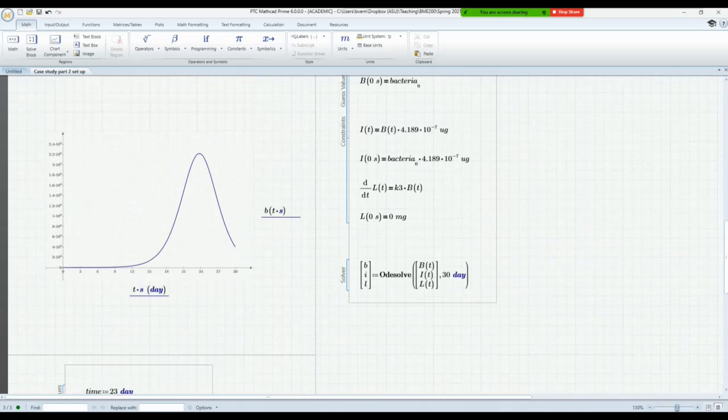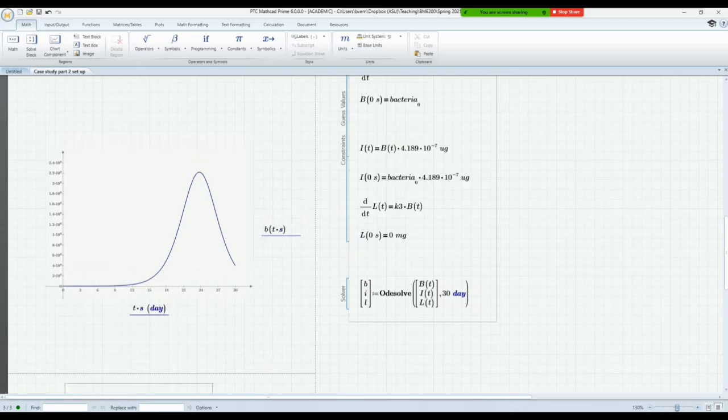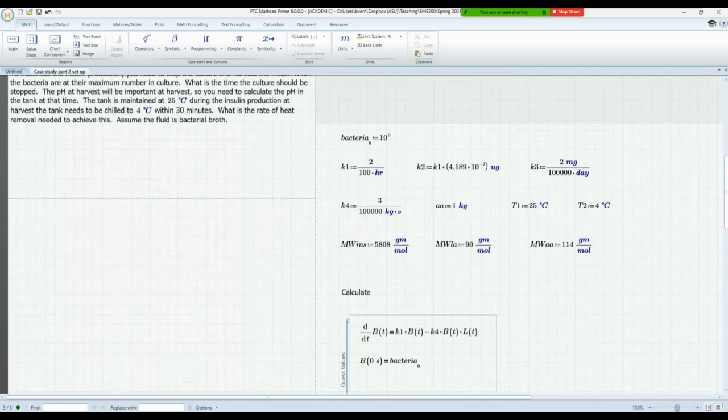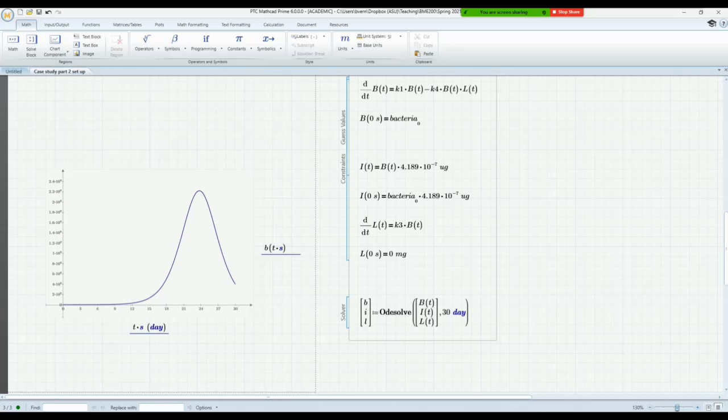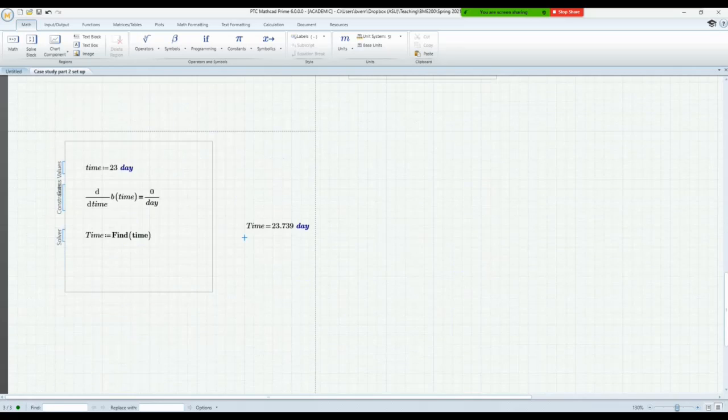That'll be the time that you want to stop your production so that you can collect the bacteria. And that's the purpose of chilling it here, is to get the growth to stop. So you stop losing, you chill it, and then you collect the bacteria and you collect the insulin from them. But that needs to be done at about 23.5 days here.